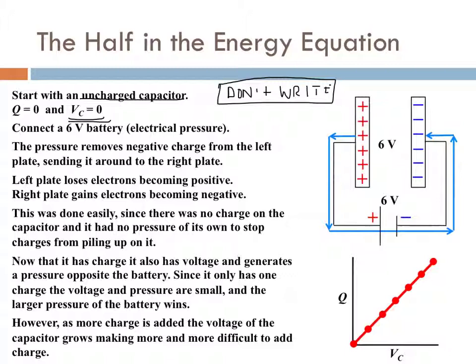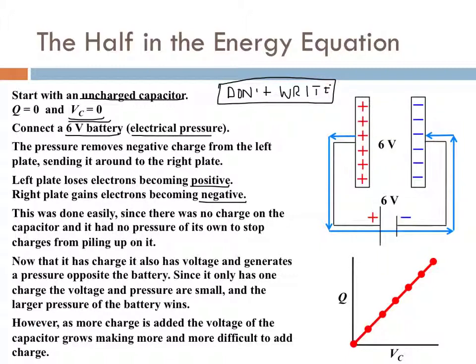Now, we can connect this capacitor to a 6-volt battery. This battery is going to provide the electrical pressure. It's going to make my charges move. Again, this pressure removes negative charge from the left plate, sending it around to the right plate. That means that the left plate is going to lose electrons and become positive, and the right plate will gain electrons and become negative. This was done easily since there was no charge on the capacitor and it had no pressure of its own to stop the charges from piling up on it.